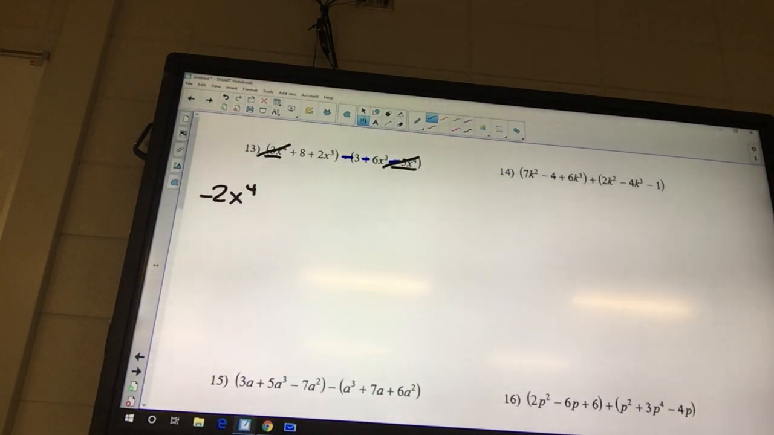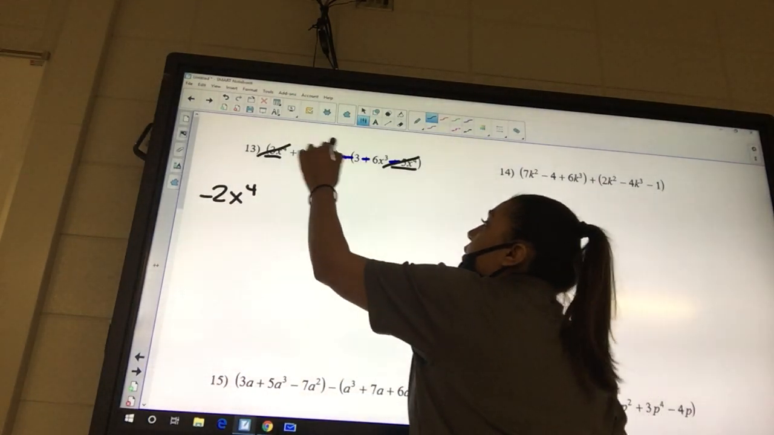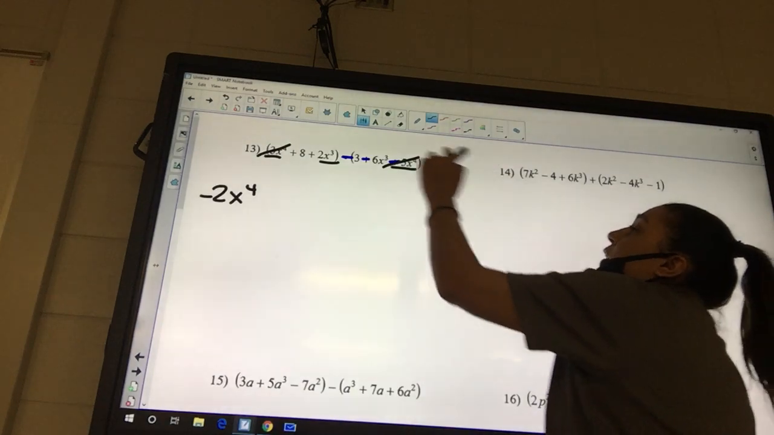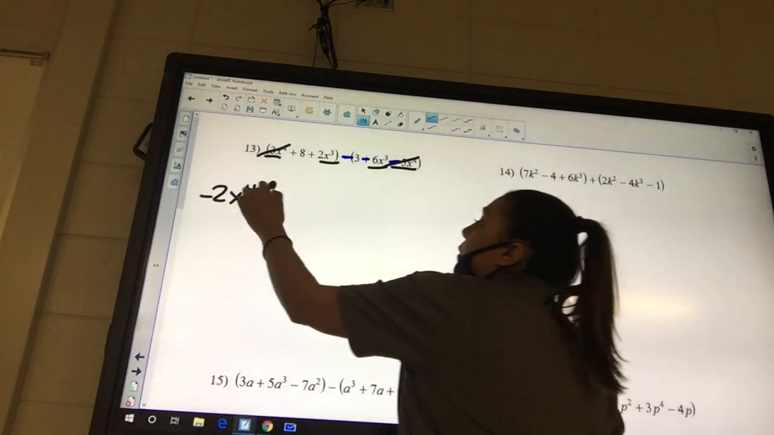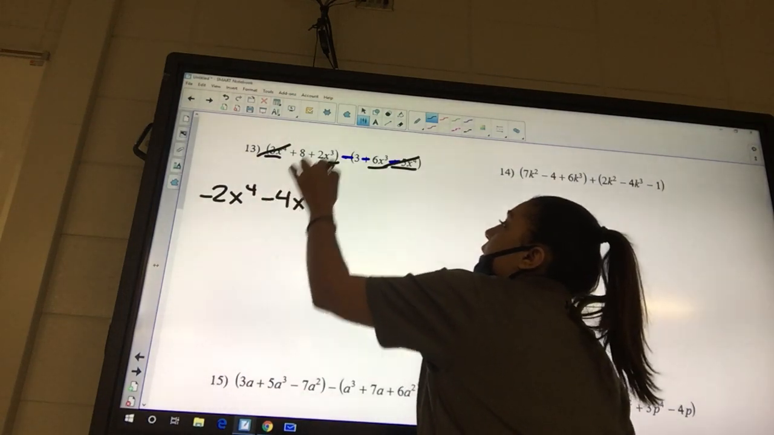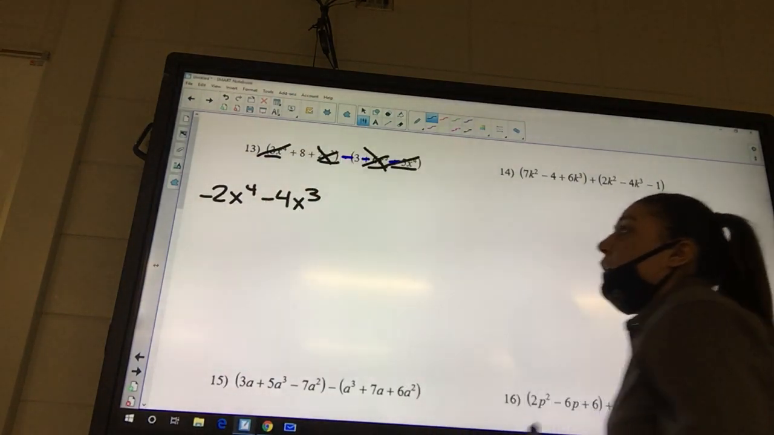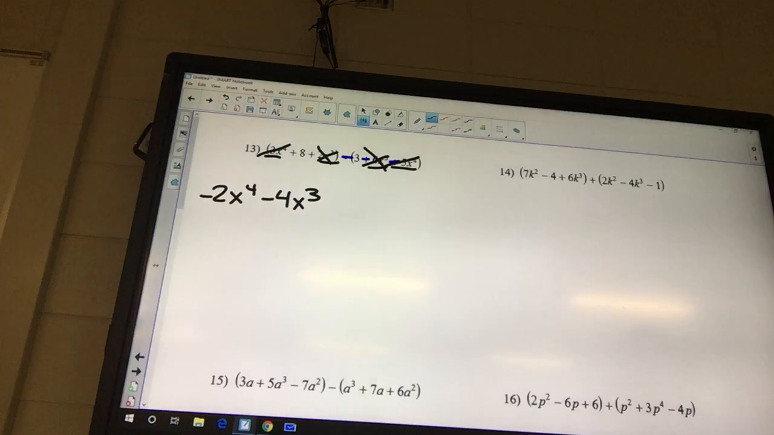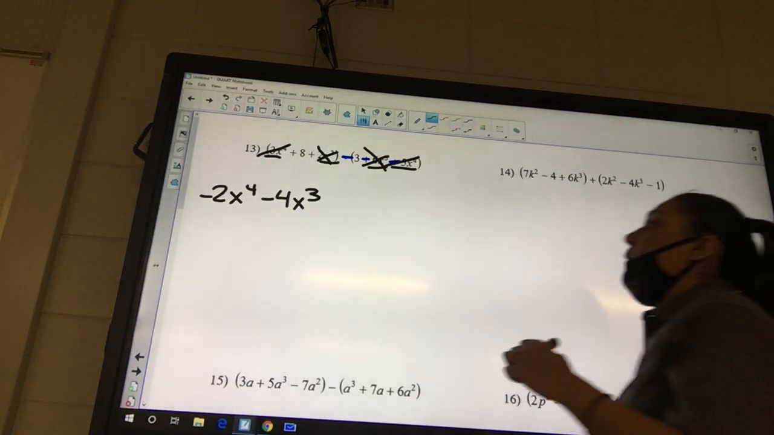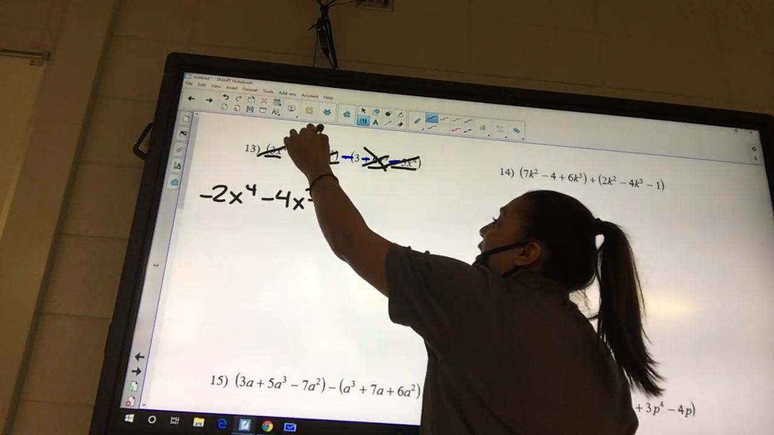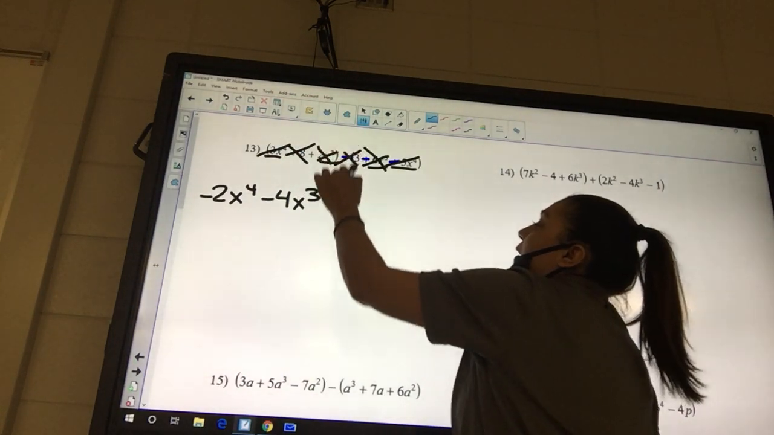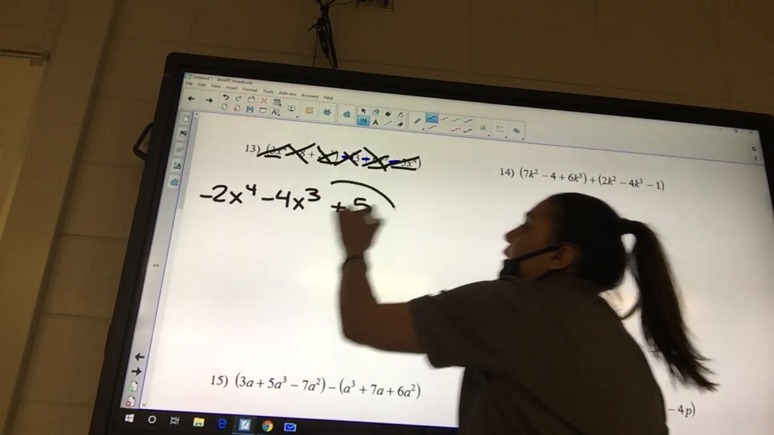What comes next? What's our next highest exponent? 3. So I got a 2 and negative 6, and that's going to give me what? Negative 4x to the third. And then lastly, positive 8, negative 3 to give me what? 5, so plus 5. Good.